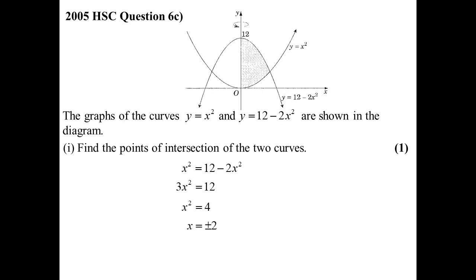We get x is plus or minus 2, and I will concede this is where I made a mistake if I remember correctly. Because I was thinking about the overall logical question, rather than what they asked. It did say find the points of intersection, and I just found one of them because that was the shaded area. But really they wanted the other one as well, which would be minus 2.